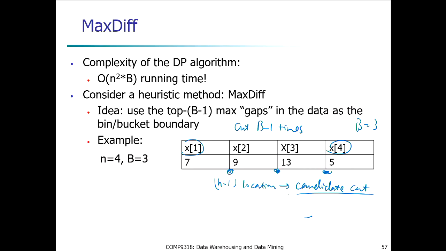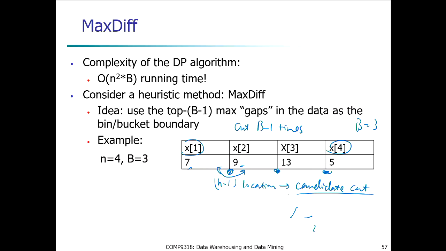And you keep on taking the best candidate cut, until you have taken b minus 1 cuts. So the quality of a cut is trying to say, okay, what's the difference between the values adjacent to the cut? So for example, for the first cut, it's 7 and 9, okay? So the values are quite similar. So basically this means if we cut here, it's probably not a very good idea.